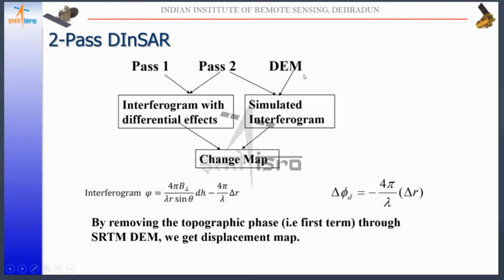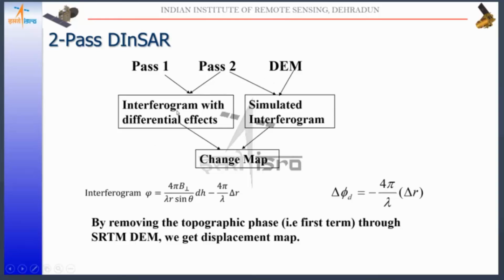So that is called the simulated interferogram, and this is from the actual pass one. If we subtract this one, because it has the actual topography, and it is from the image, and it is from the DEM. So the difference of this one will give the change map or surface deformation. Okay, because it has some of the deformation with respect to this DEM.